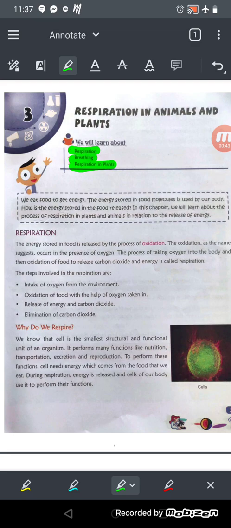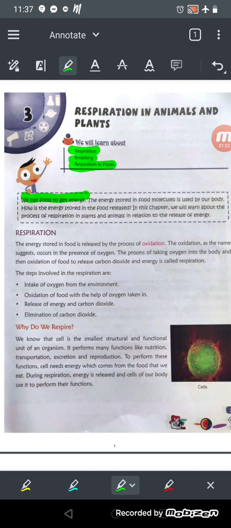So first of all, we should know what respiration is. Respiration is a general process which we do in our daily life, and it is a very important part of our life, right? We are all alive because of respiration. So let's start with the chapter. We eat food for what? We eat food to get energy.